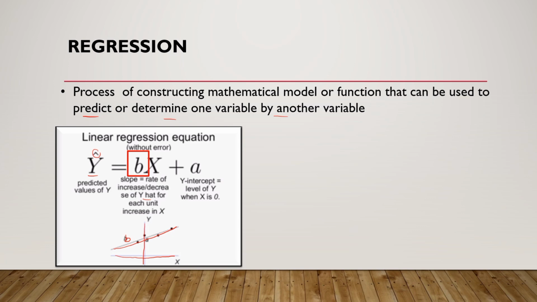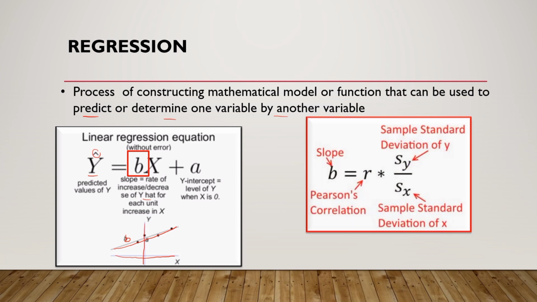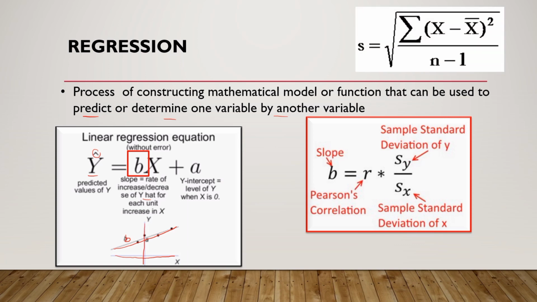Our slope has a formula of its own that's equal to r multiplied by the sample standard deviation of y all over the sample standard deviation of x. As you can still remember, this is the formula for a sample standard deviation: the square root of the summation of x minus x bar squared all over n minus 1. And r is what we discussed in the previous video, the Pearson's correlation.